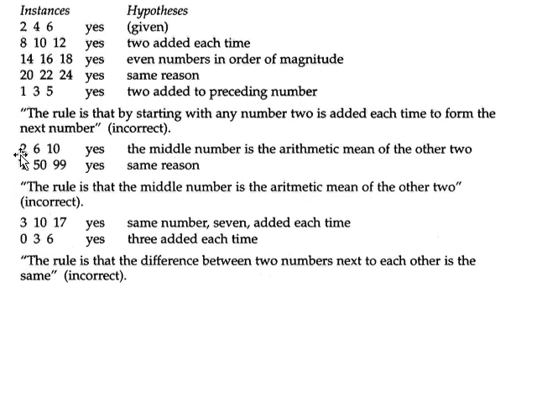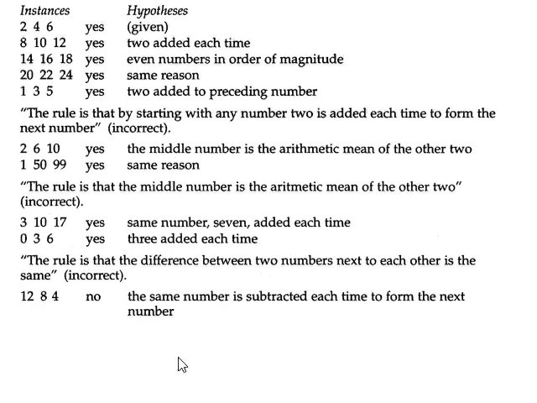And then the subject has the hypothesis, which fits this here again, that the difference between two numbers, so it's basically the same difference between the first two numbers as the difference between the second and the third number. And that is again wrong. Then the subject tries to go the other way, 12, 8, 4, so a descending series. And that is inconsistent with the rule.